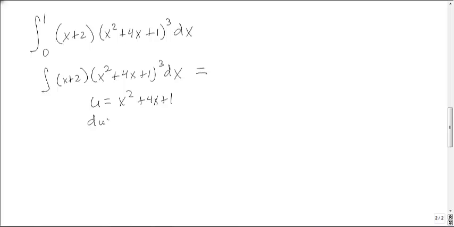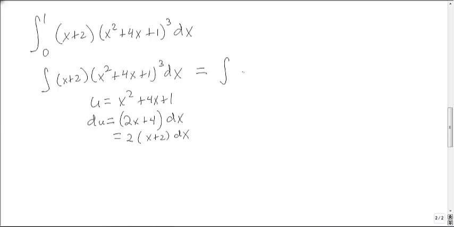Then du, well, what's our derivative? It's 2x plus 4, and then we get a 0, times dx. So that's really our derivative here. Now, we don't have 2x plus 4 here, but if you look at this, that's really 2, factor the 2 out, times x plus 2 dx. So we have an x plus 2, so this is something we can actually work with here.